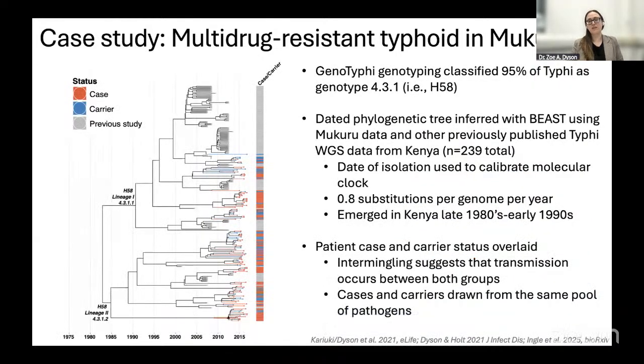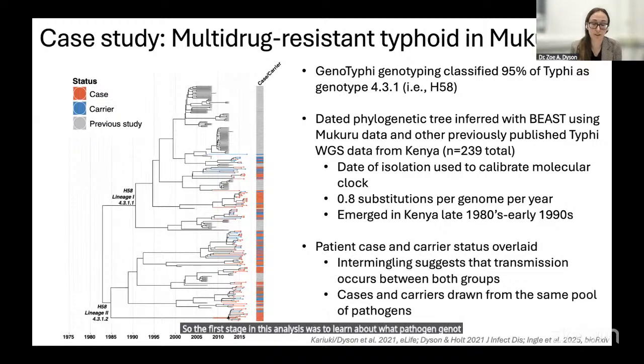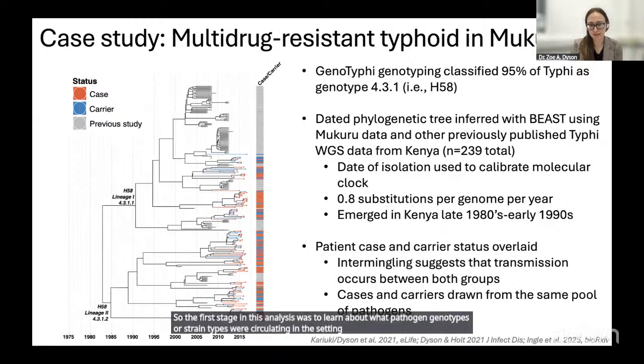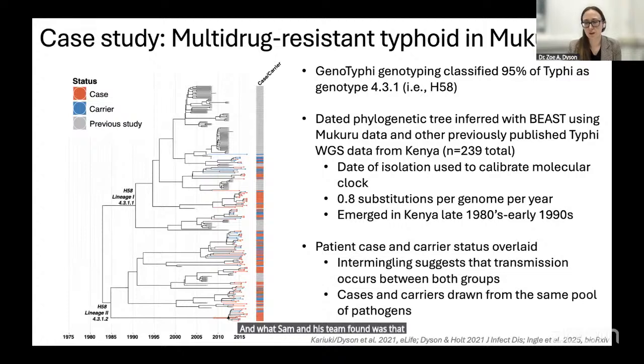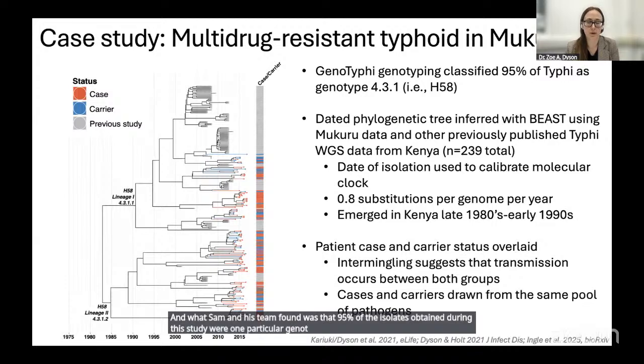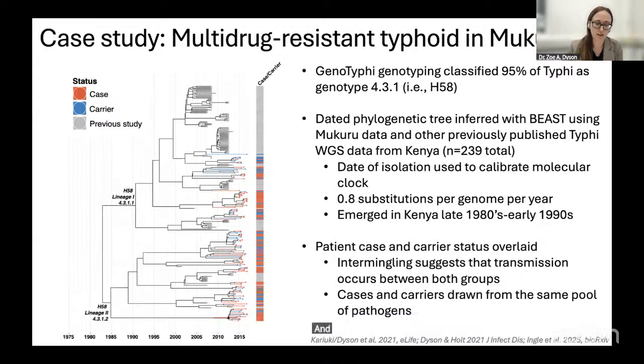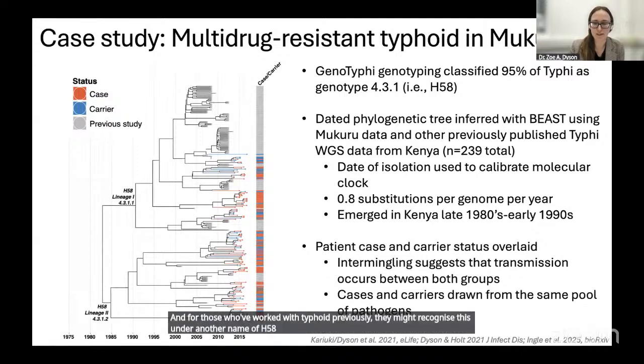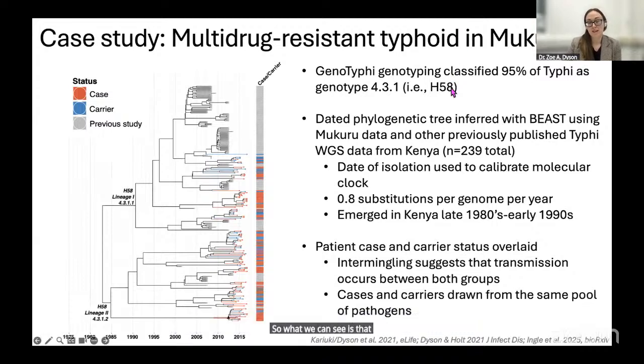So the first stage in this analysis was to learn about what pathogen genotypes or strain types were circulating in the setting. So we applied the genotyping framework I showed you earlier. And what Sam and his team found was that 95% of the isolates obtained during this study were one particular genotype known as 4.3.1. And for those who've worked with typhoid previously, they might recognize this under another name of H58, which was the previous typing scheme. So the next stage was to understand what we could learn through phylogenomics.